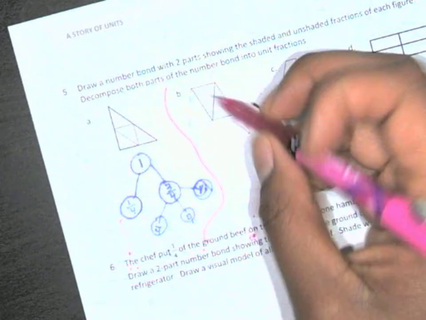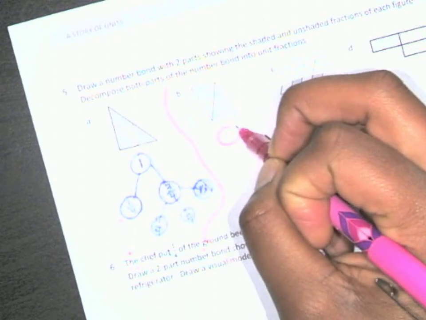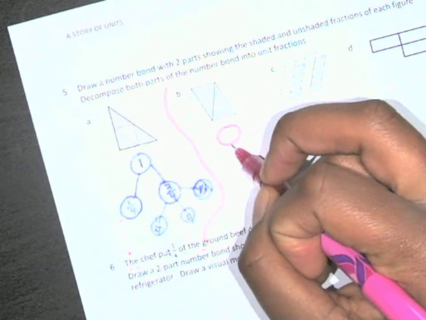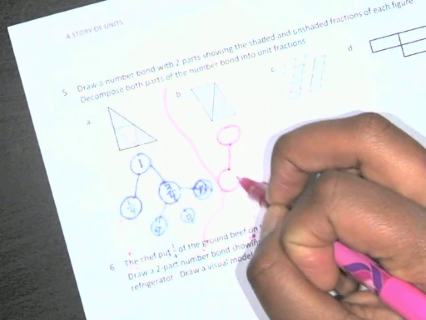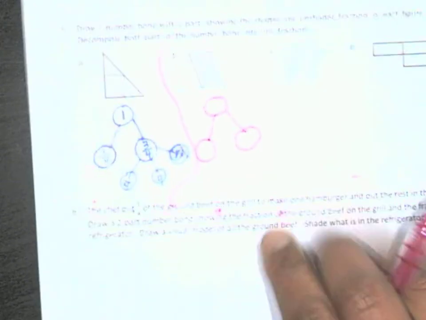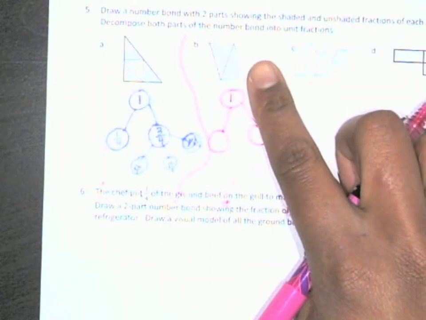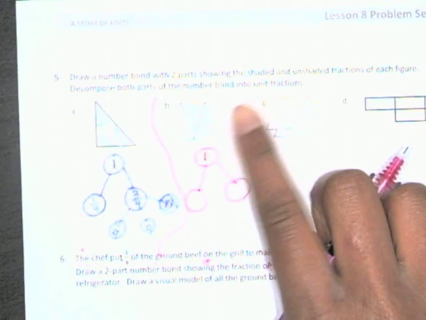So for B, remember with your number bond, you need your 3 parts, your middle. You already know what number goes in your middle. And then your 2 sections at the bottom. So here we know our 1 is here because we're looking at one figure.